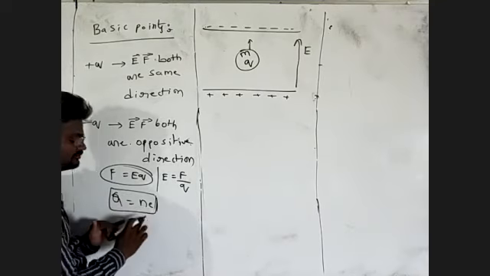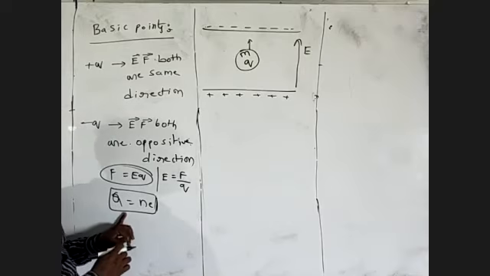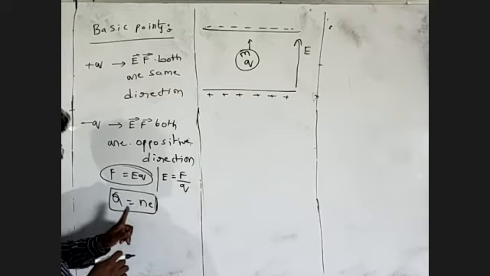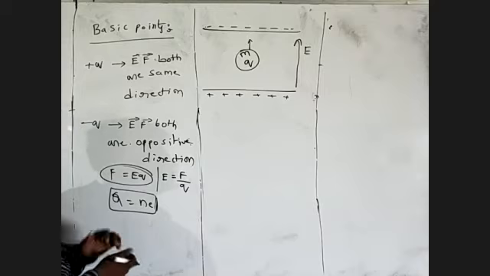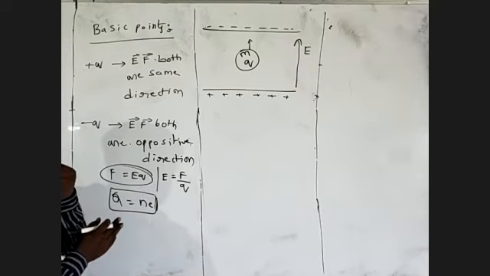What I explained to you in the previous class: Q is equal to Ne. N means an integer, the number of electrons. E means electron. Q means the charge on the body. This is the quantization of charge.